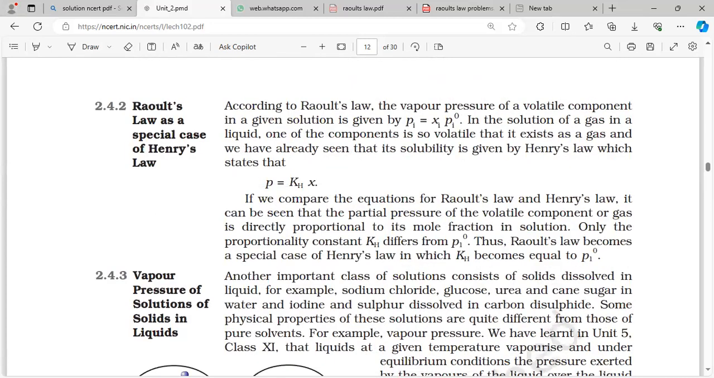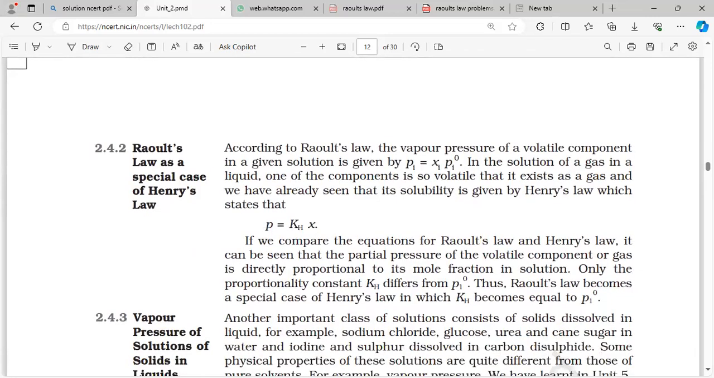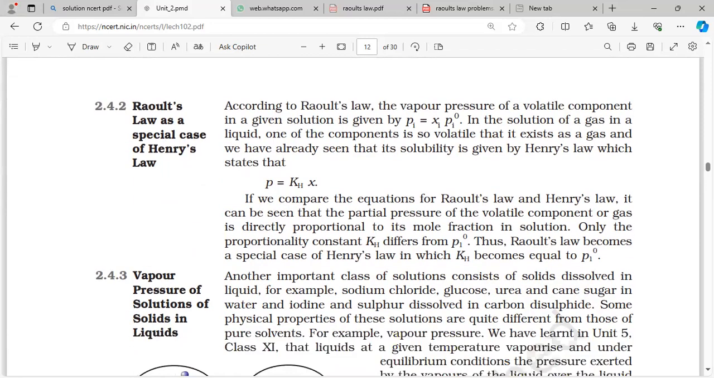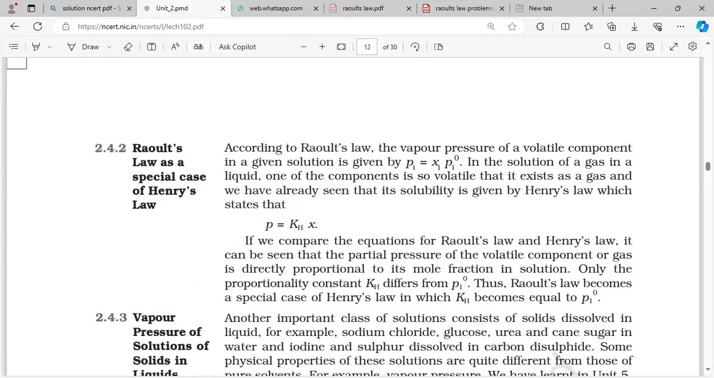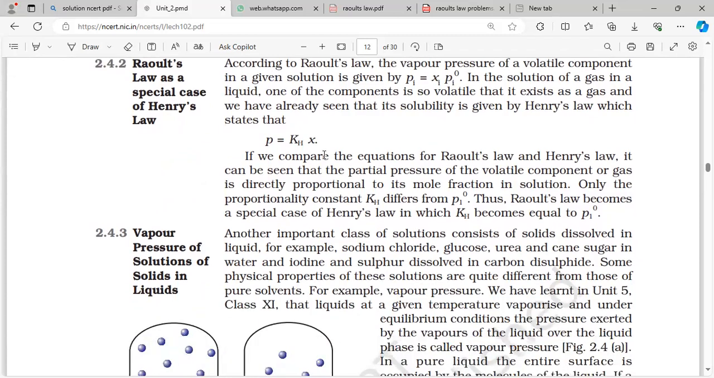So Raoult's law as a special case of Henry's law. What do you mean by this? Raoult's law is a special case of Henry's law in which the K_H becomes equal to P1 naught. What is P1 naught? P1 naught is the vapor pressure of the first component, the vapor pressure in the pure state.